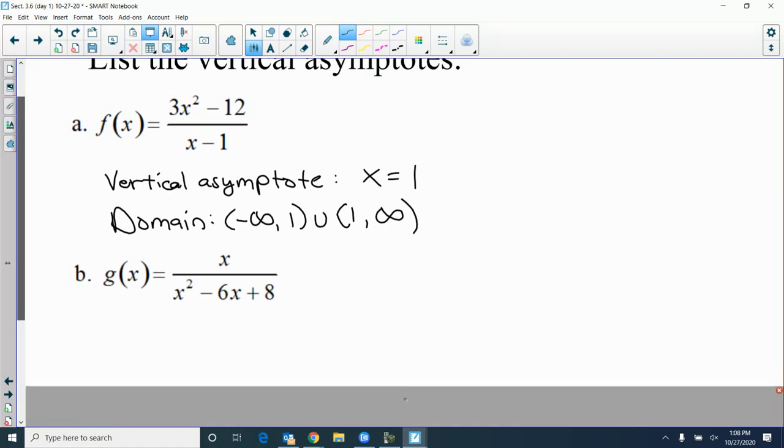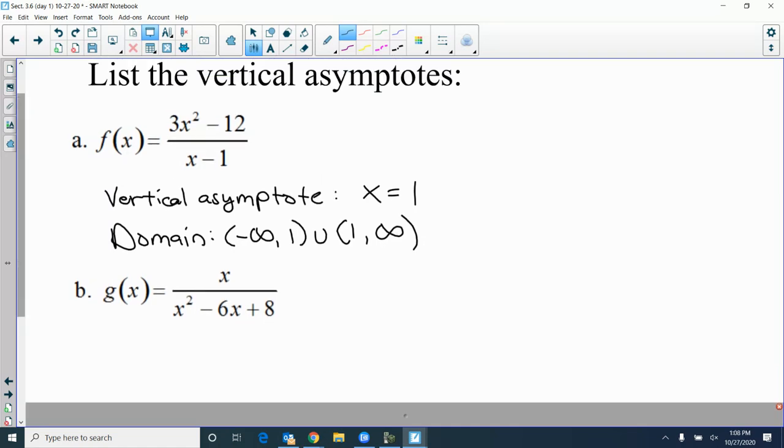All right. Now your numerator does not directly affect the vertical asymptote. Okay, we do not use it to find it. We just find where the denominator equals 0. Where the numerator equals 0, that's a point on the graph, but it is not an asymptote.